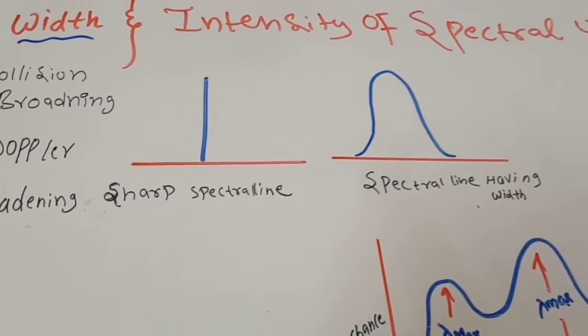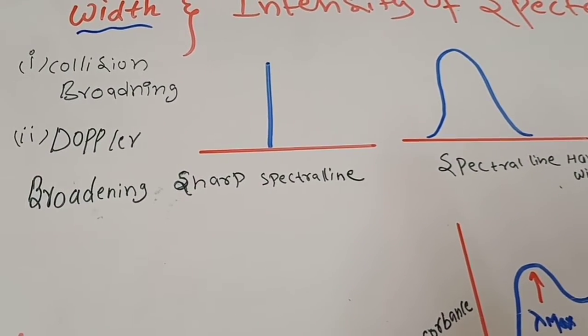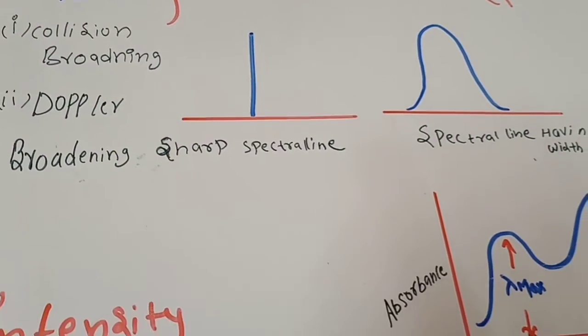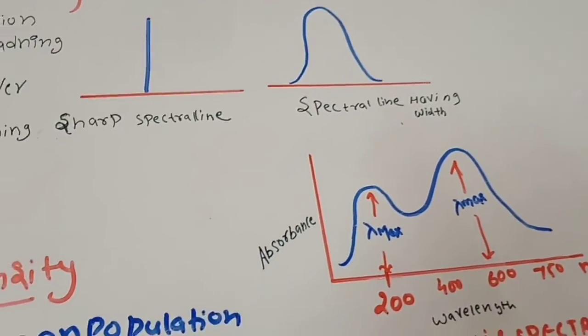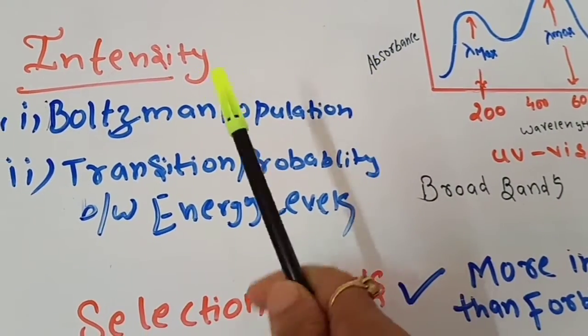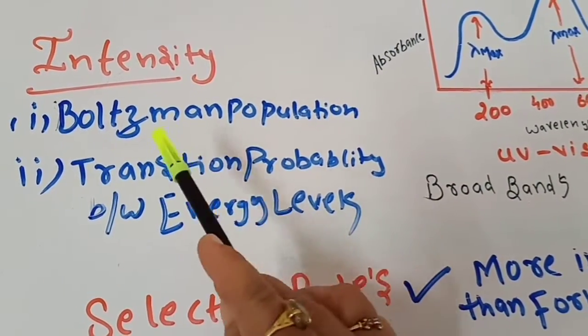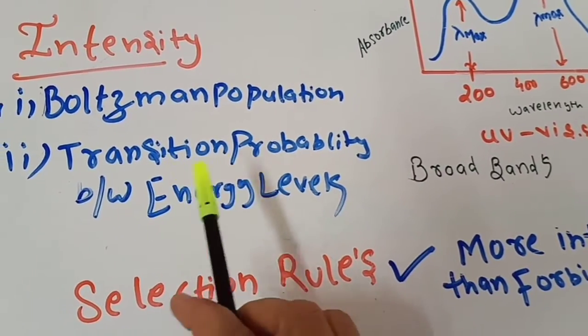And these two, our bandwidth is affected by the two factors, that is the collision broadening and the Doppler broadening. Next we can say how the intensity of the spectral lines affects the spectrum. So the intensity of the spectral lines depends upon two factors, that is the Boltzmann population and the transition probability between the two different energy levels.